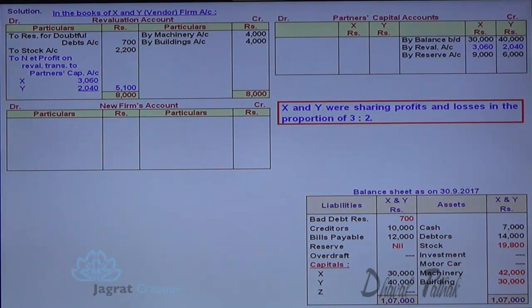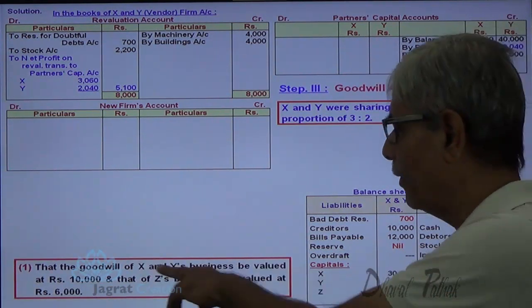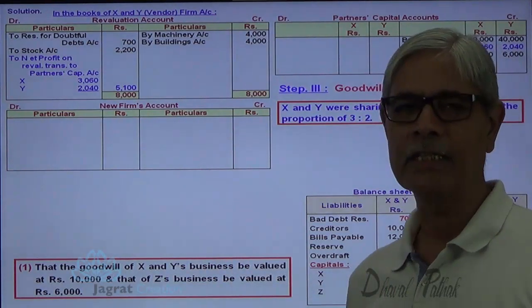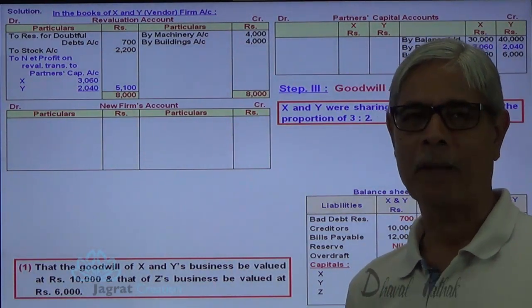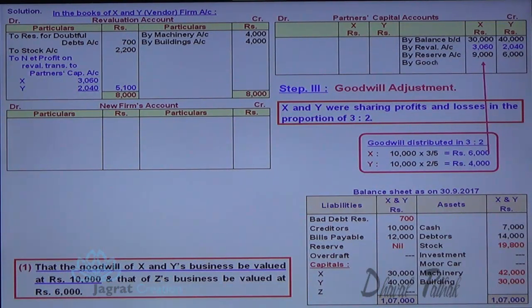Next, goodwill. Goodwill of X and Y, business valued at 10,000. Increase in value of goodwill, 10,000, will be credited to the partners' capital accounts in the ratio of profit sharing. 10,000 will be distributed in the ratio of 3:2. Partners' capital accounts are credited and the goodwill appears in the balance sheet at 10,000.